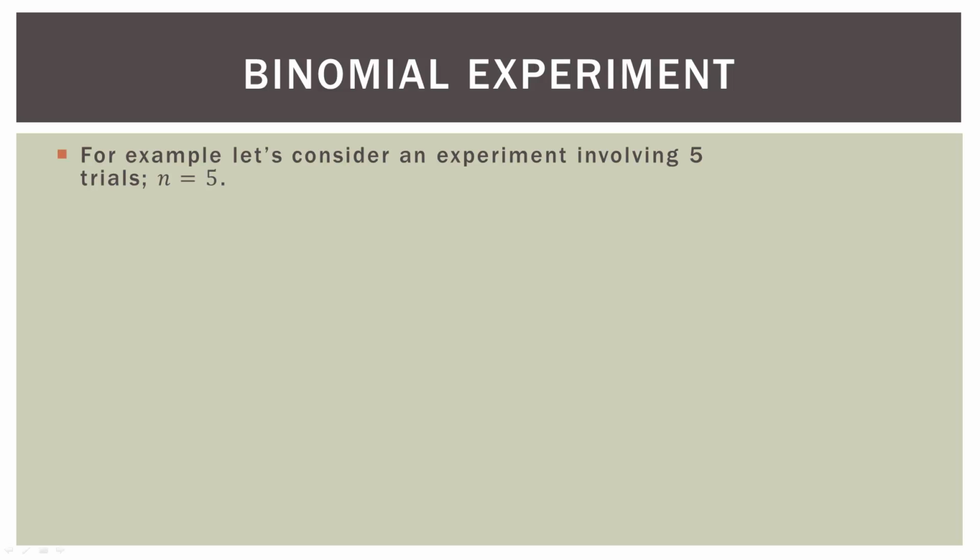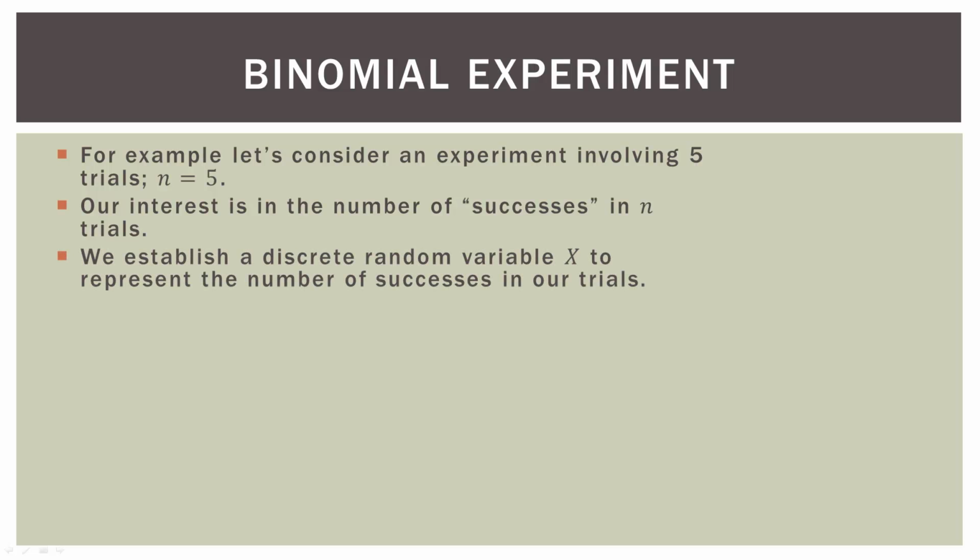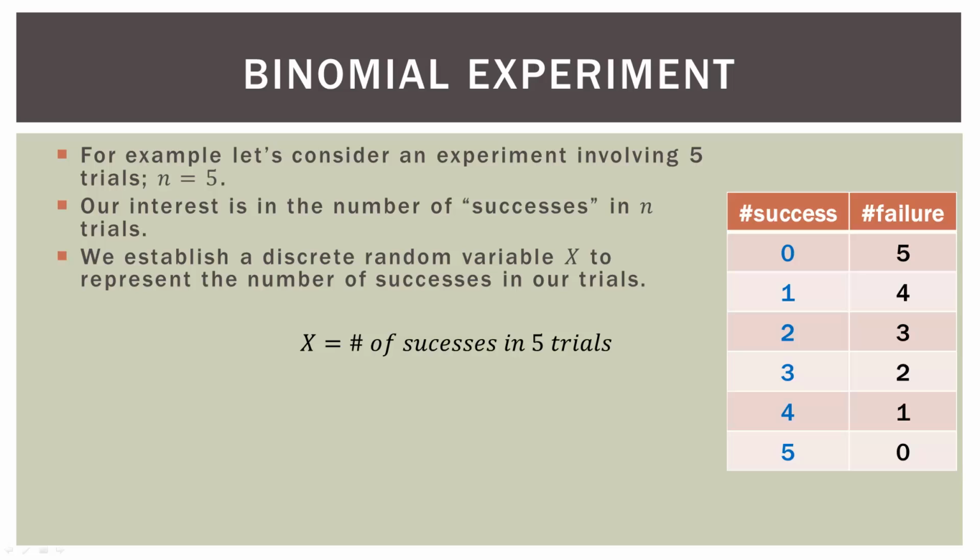So let's look at an experiment involving 5 trials. So our n equals 5. Our interest is in the number of successes in n trials. So what we do is we establish a discrete random variable, x, to represent the number of successes in our trials. We have an experiment that has 5 trials. We're interested in the number of successes in those 5 trials. So we could have 0 successes, 1 success, 2 successes, 3 successes, and so on.